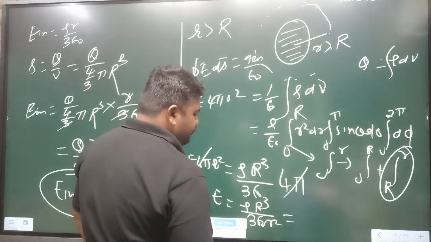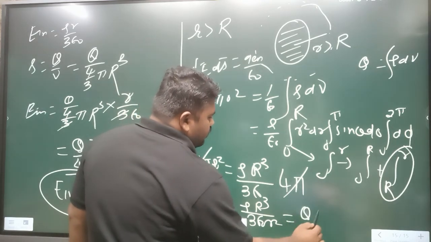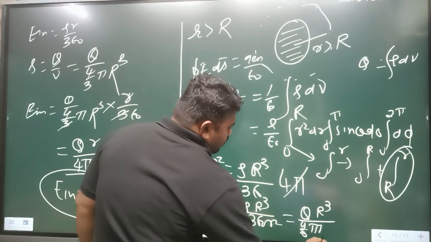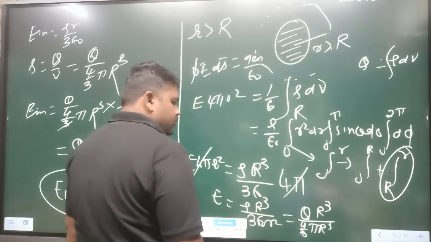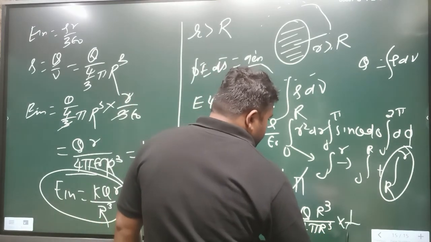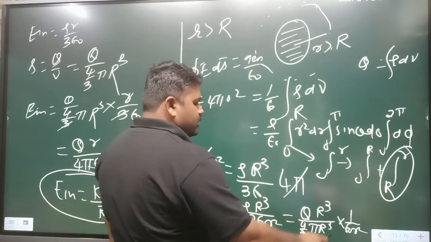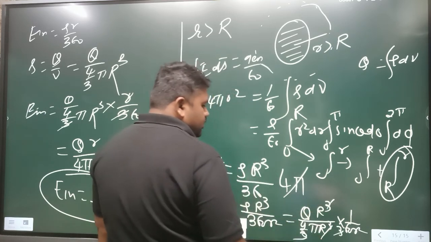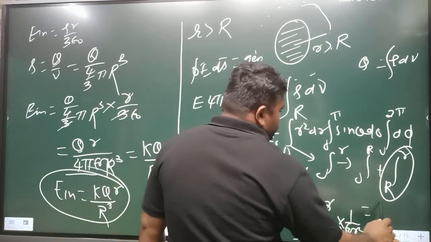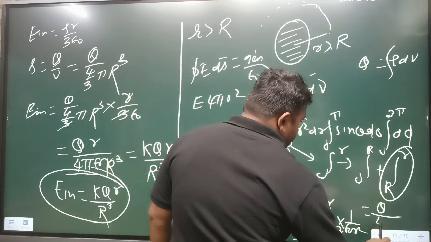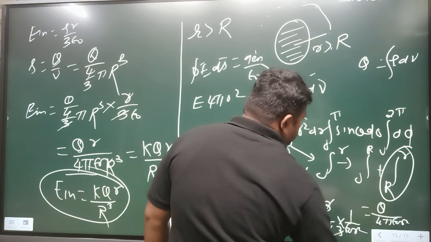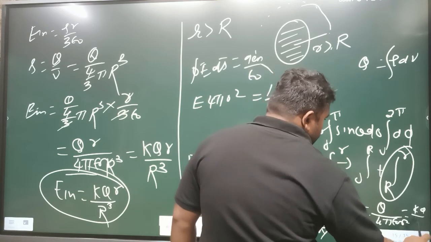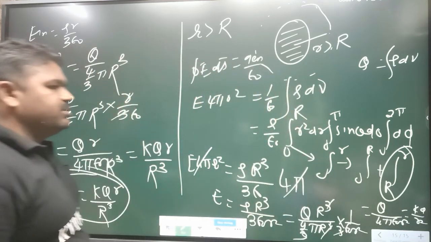Rho is nothing but Q upon 4 by 3 pi R cube into 1 by epsilon naught r square. Okay, this R cube gets cancelled. This 3 gets cancelled. This is equal to how much? Q upon 4 pi epsilon naught small r square. And this is equal to KQ upon r square. Is it dimensionally correct? Not correct.